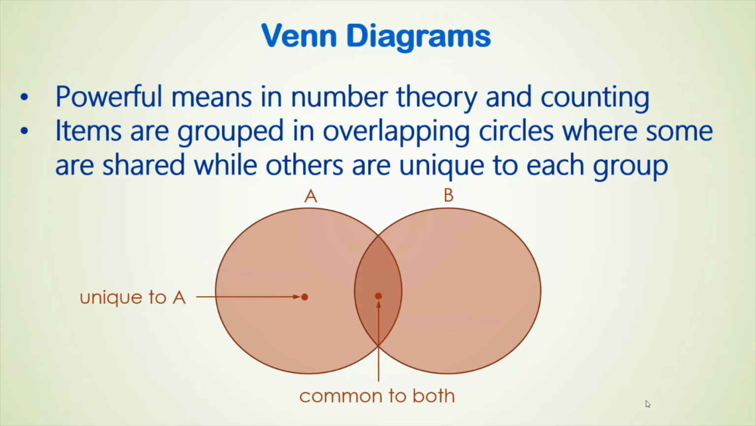And there are some items that are only unique to A, which do not appear in B. And there are some items that are unique to B, which do not appear in A. Okay? So a Venn diagram is basically there to visualize the relationship of these items with respect to the group or groups. So next, let's walk through a few examples that use Venn diagrams to help us find GCFs.